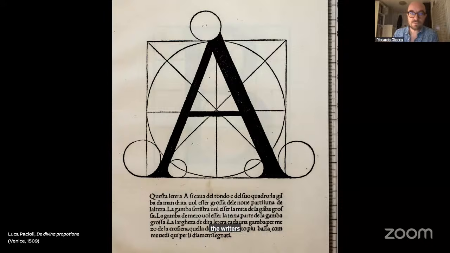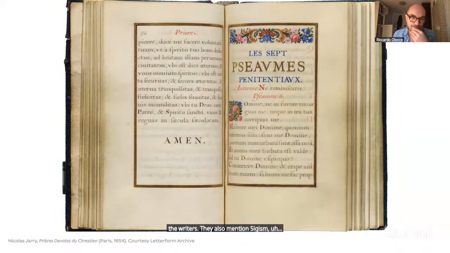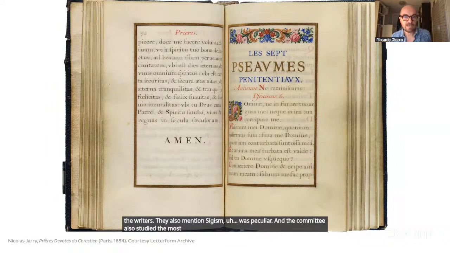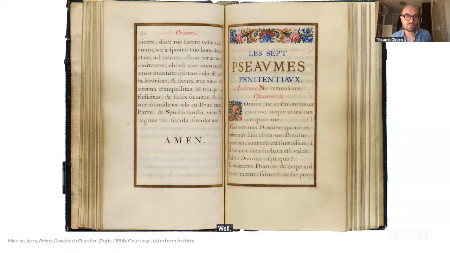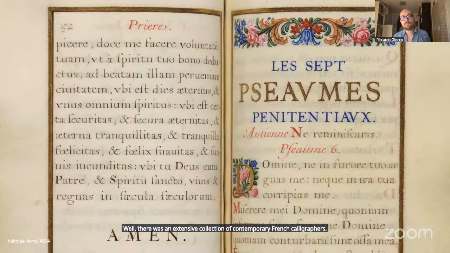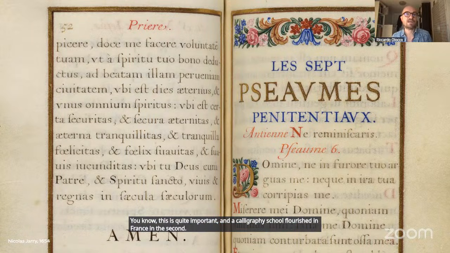They also mentioned Sigismondo Fanti, which was peculiar. And the committee also studied the most beautiful manuscripts in the Bibliothèque Royale, where there was an extensive collection of contemporary French calligraphers. You know, this is quite important, and a calligraphy school flourished in France in the second half of 1600.